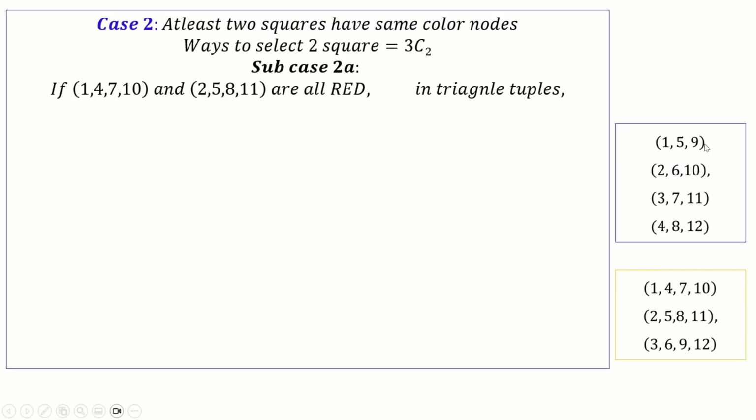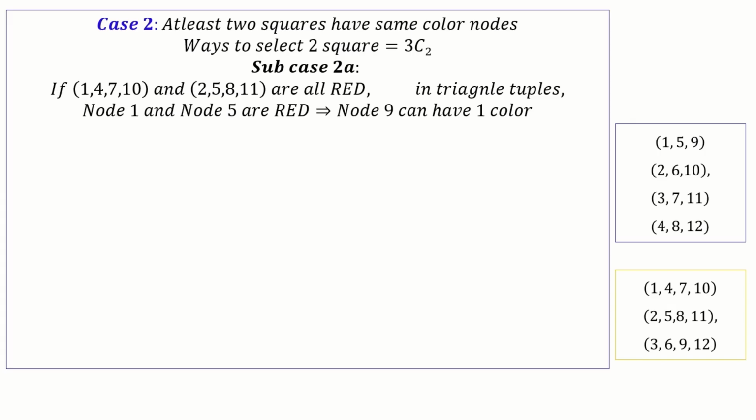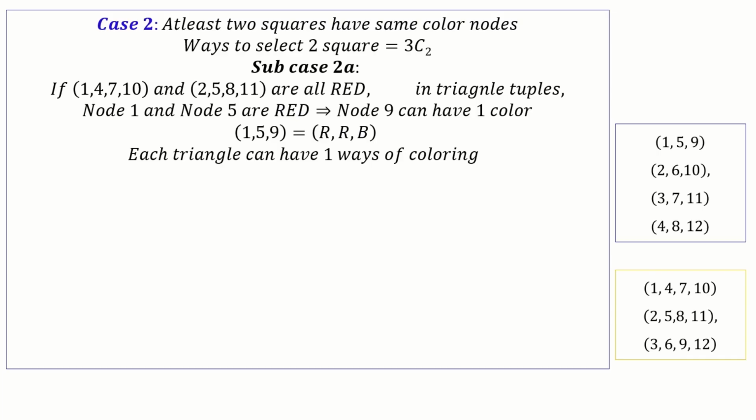So how many ways can you color 9 now? Blue. That's the only one way. You have to color it differently now, because 2 of the squares are the same color. Correct? So node 1 and node 5 are red, so node 9 can be colored only in one color, right? That is blue. Which means 159 has only one option, RRB. So each triangle can have only one way of coloring. So all triangles give 1 to the power 4. That's the only possibility. Correct?